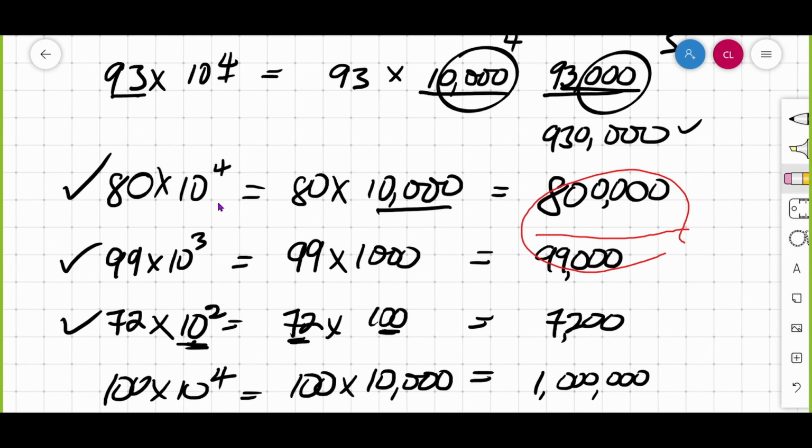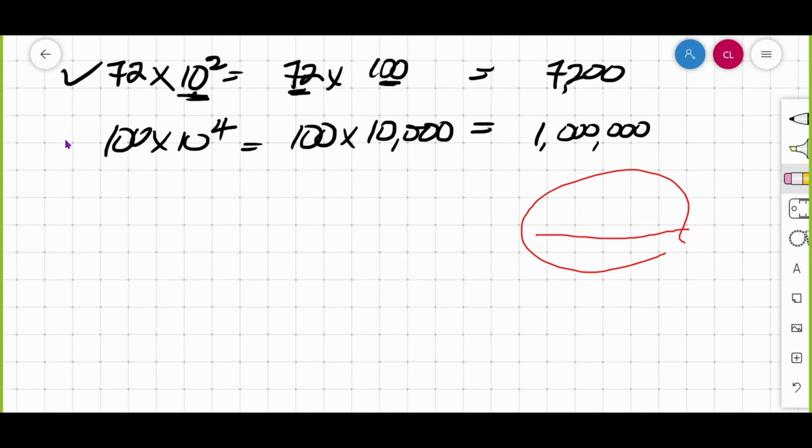We have 80 times 10 to the fourth, which is the same as 80 times 10,000 equals 800,000. 93 times 10 to the third, same as 93 times 1,000 equals 93,000. And 72 times 10 squared? 72 times 100 equals 7,200. And the last one we had was?